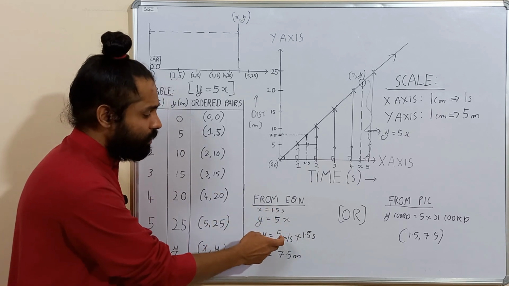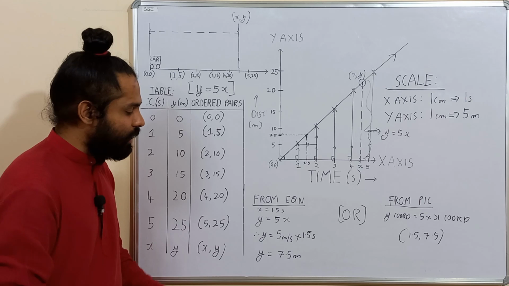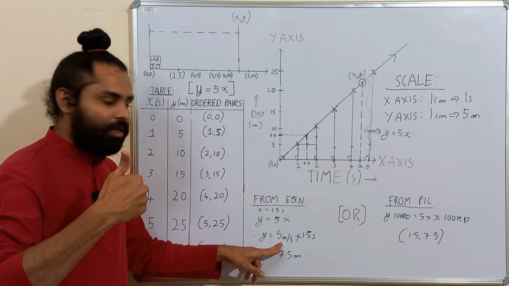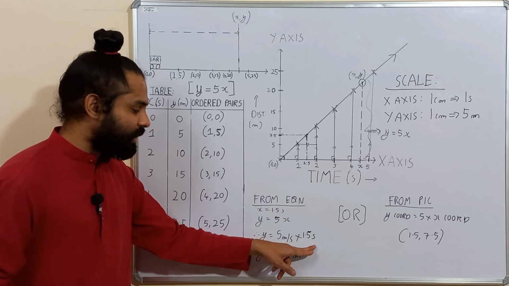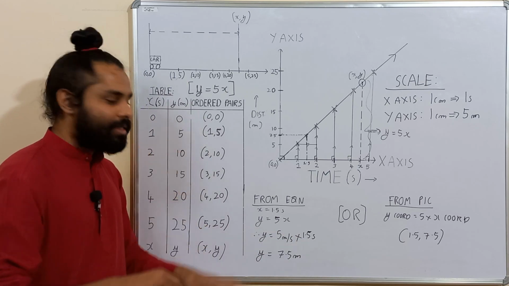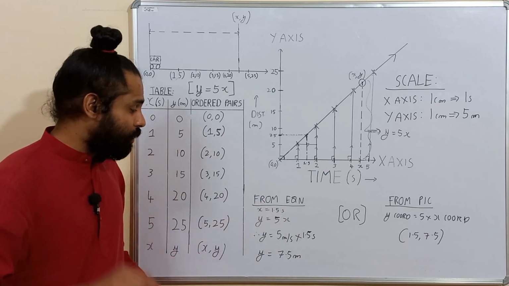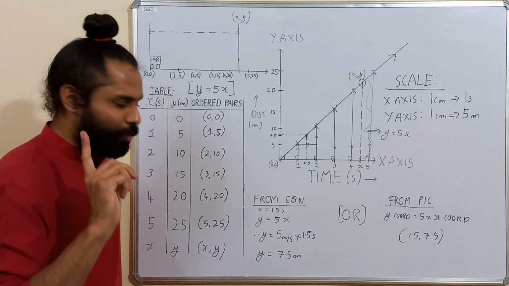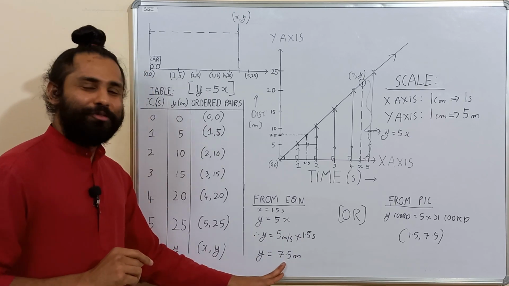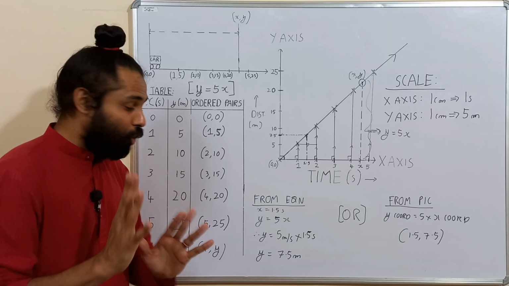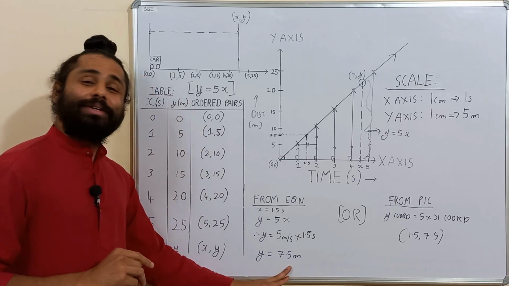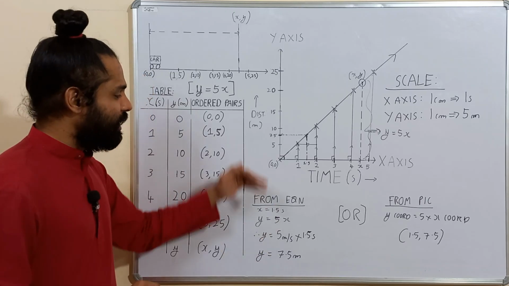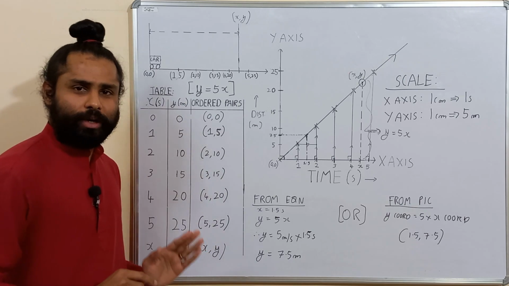Y is equal to, I'm just adding the units so that everything is clear, 5 meter per second, speed of the car, into 1.5 seconds. The second and second will cancel. I'll get more into units later on. The answer will be 5 into 1.5. I think 5 into 1.5 is 7.5 meter. My mental math is horrible. Y is equal to 7.5 meter. Perfectly fine. We've got it from the equation, right?